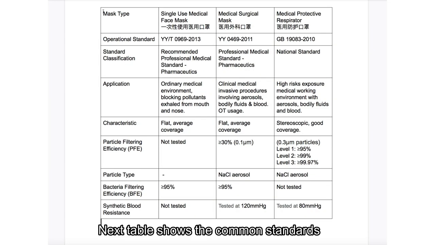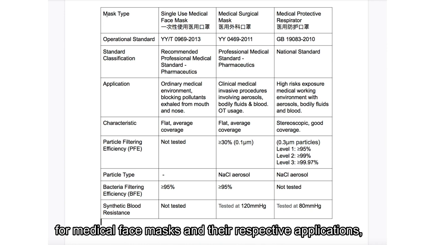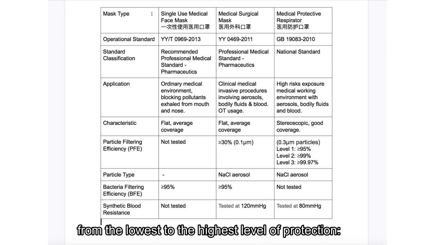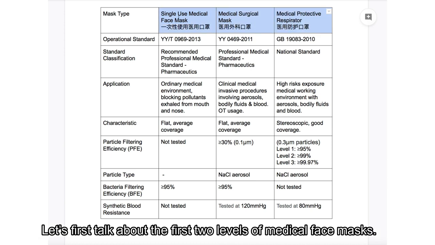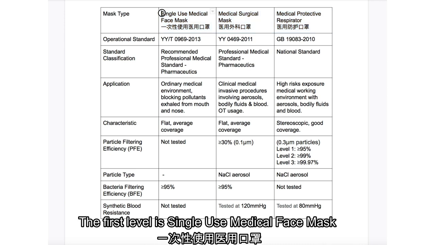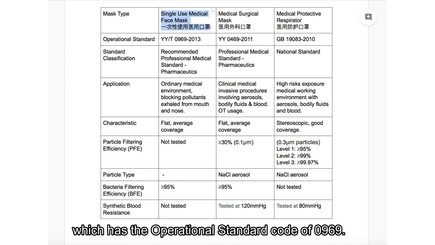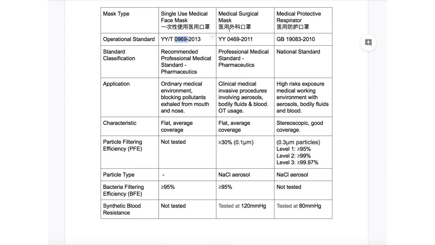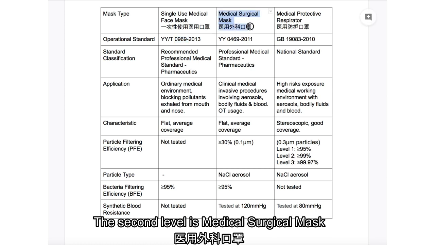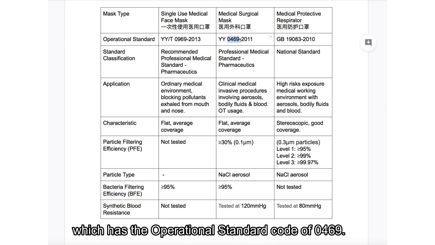Next table shows the common standards for medical face masks and their respective applications, from the lowest to the highest level of protection. Let's first talk about the first two levels of medical face masks. The first level is single-use medical face mask, 一次性使用医用口罩, which has the operational standard code of 0969. The second level is medical surgical mask, 医用外科口罩, which has the operational standard code of 0469.